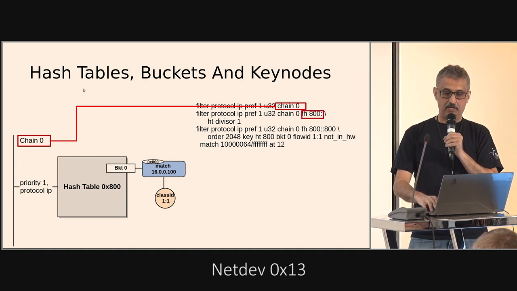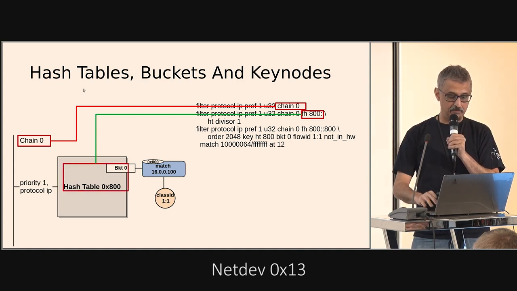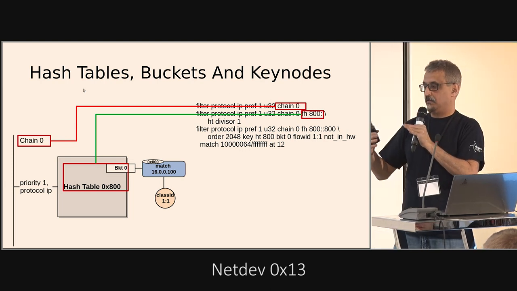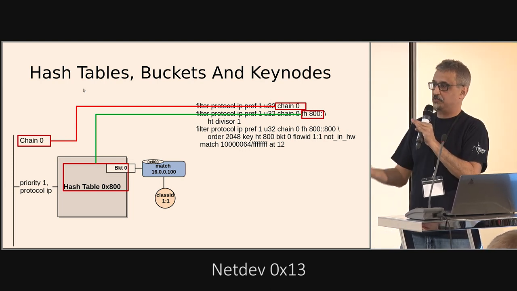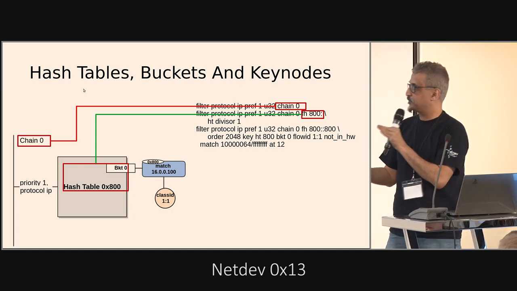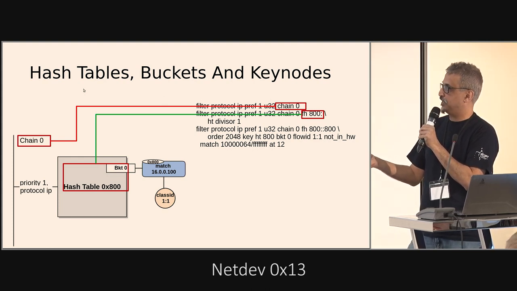The FH 800 colon specifies the table. When I install a rule, the kernel automatically installs a root table, a hash table. U32 works on hash tables. And by default, it has the ID of 0x800, hex 800. So that's what that means, 800.